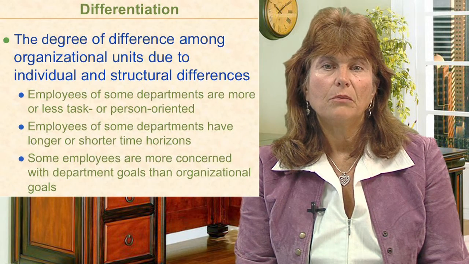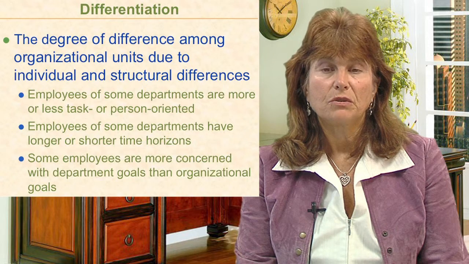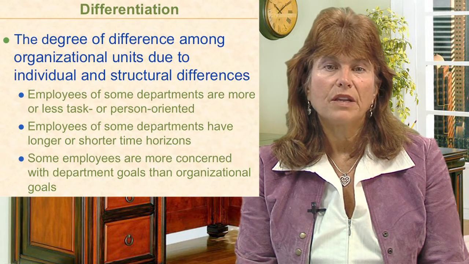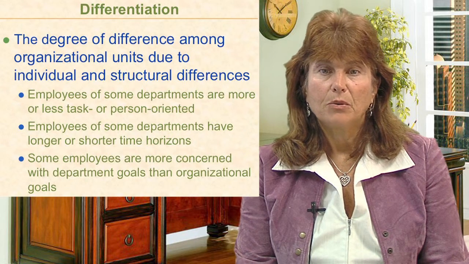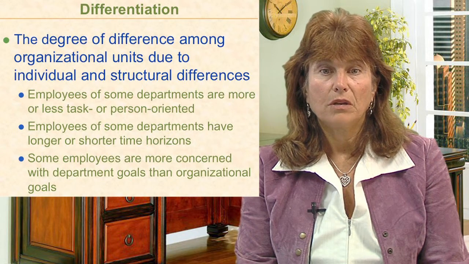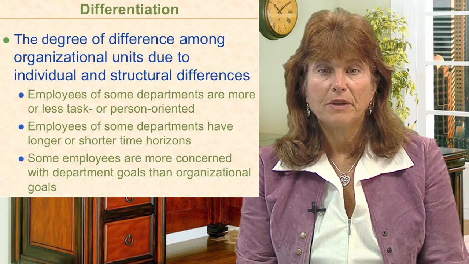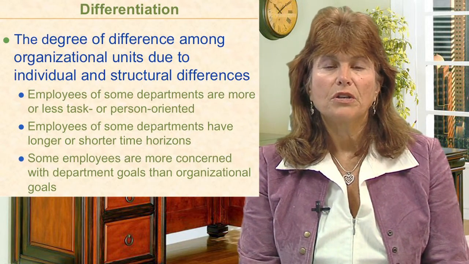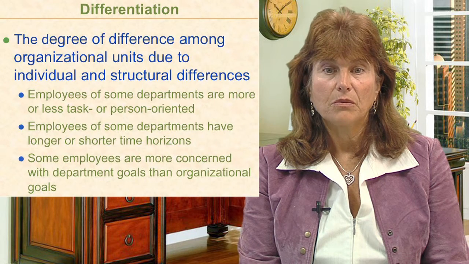In the differentiation, the degree among organizational units was due to individual and structural differences. So employees of some departments are more or less task or person-oriented, employees of some departments have longer or shorter time horizons about how getting work done or what their careers are, and some employees were more concerned with the department as opposed to their organizational goals.